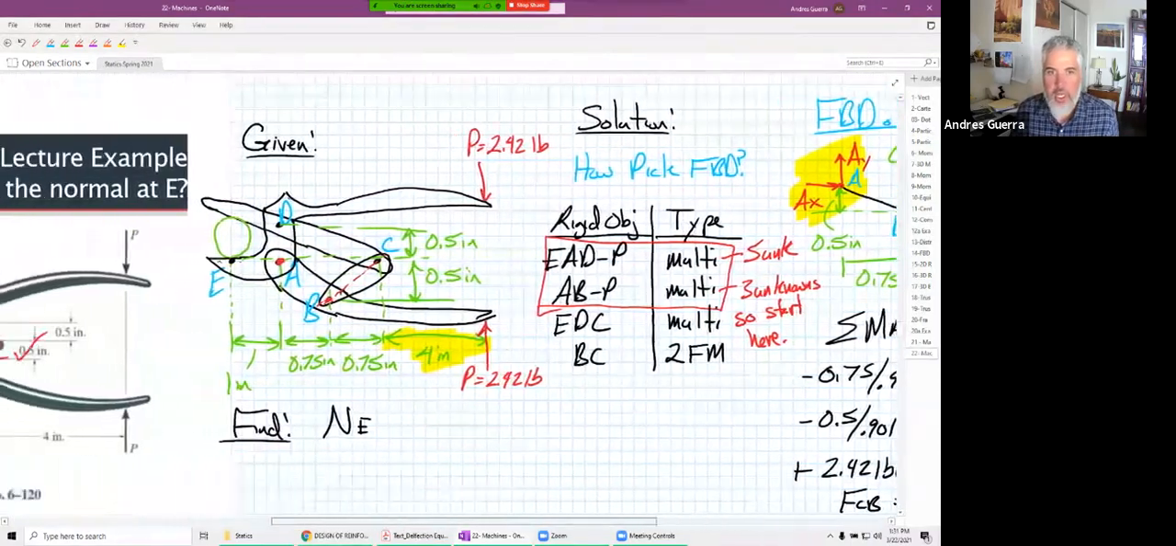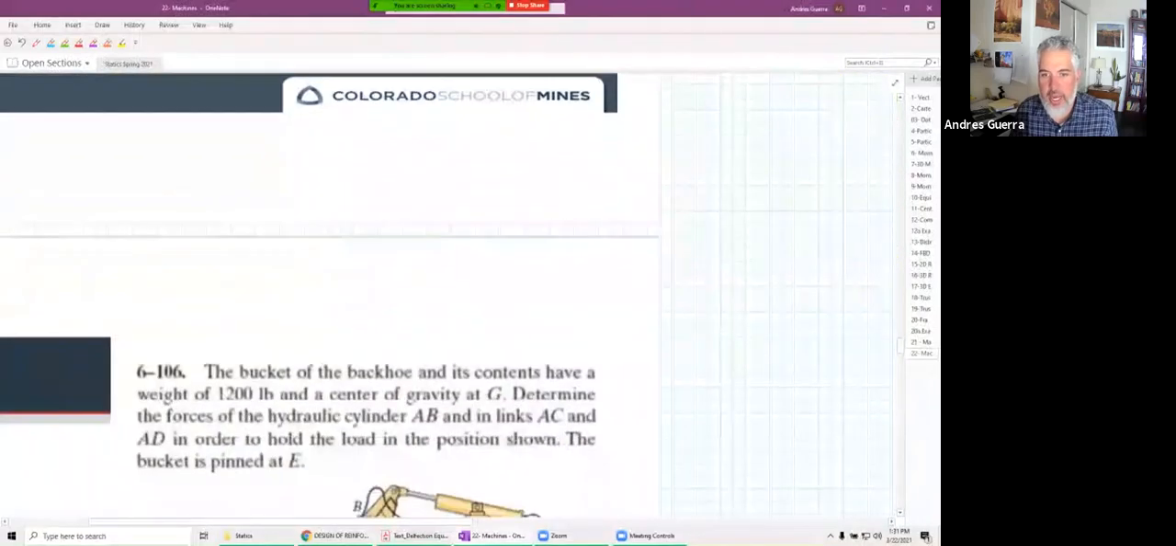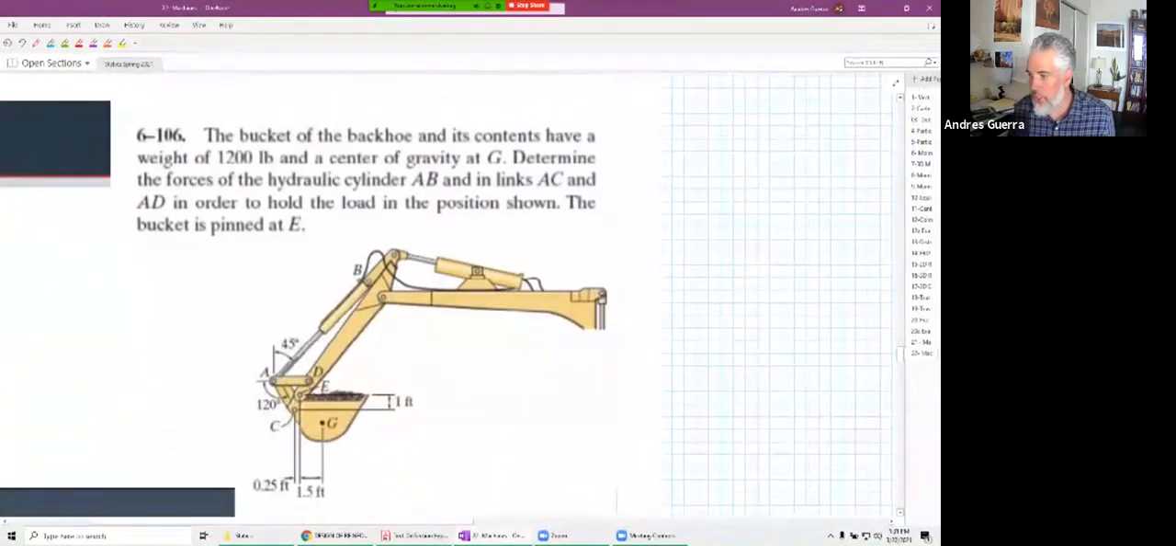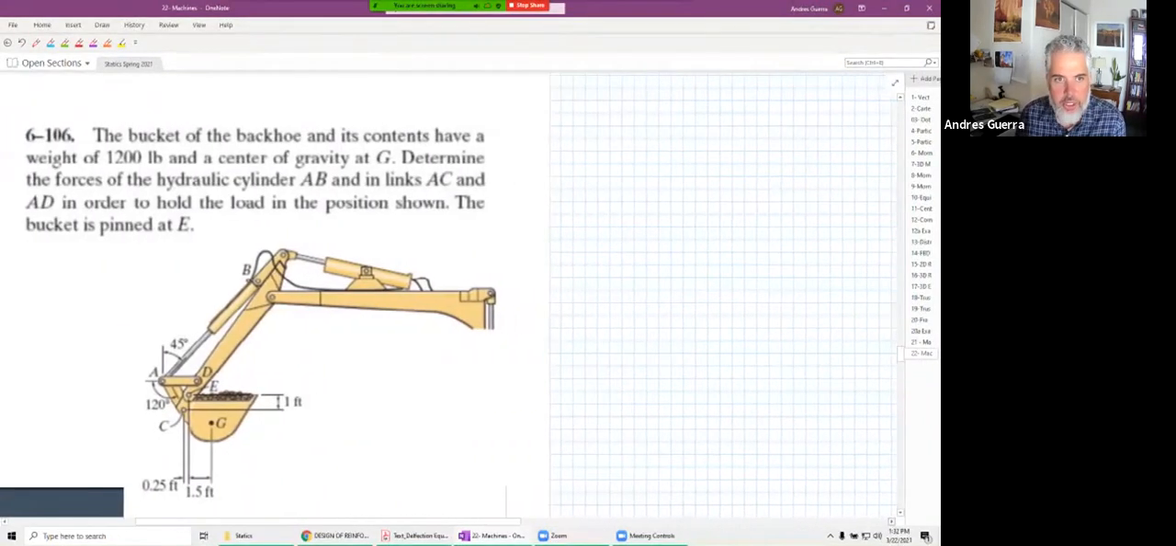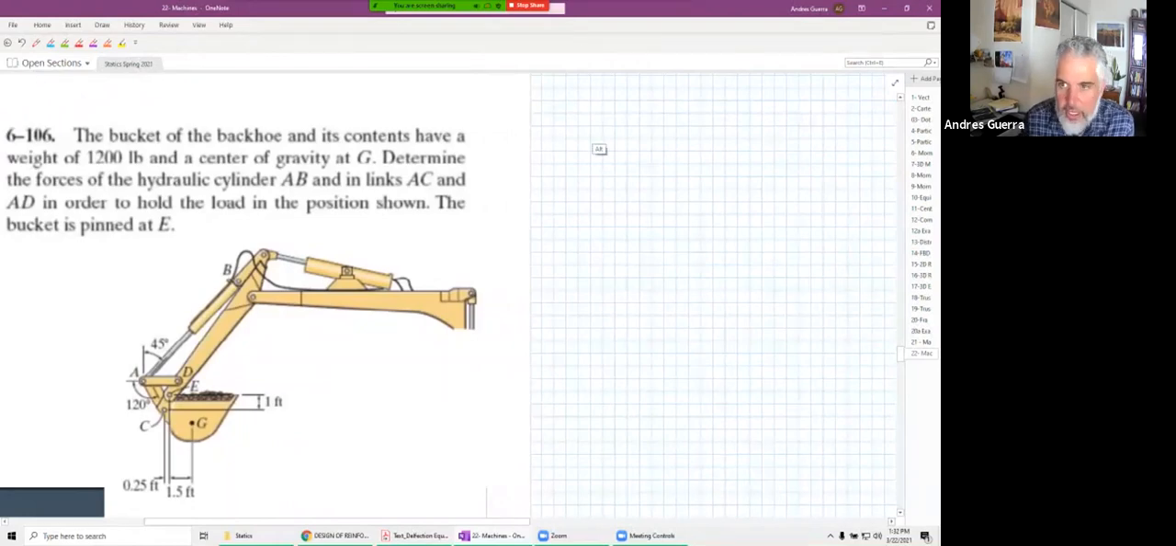Okay, let's move on now to our next problem, another machine problem here. Again, it looks totally different, right? And let's use the same approach though. So let's write down our given information, and then we'll jump in to solving this one here.